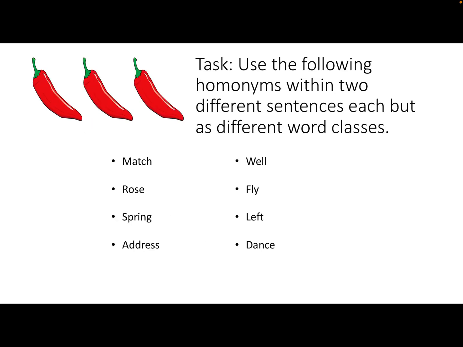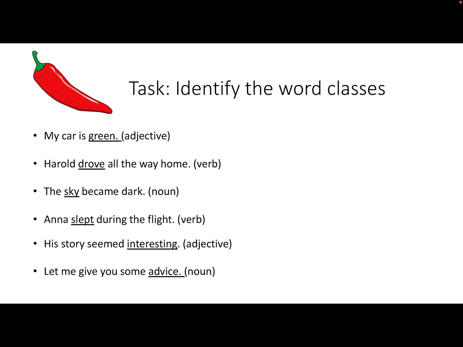So, here are some answers. My car is green is an adjective. We're describing the car. Drove is a verb. It's the action. Noun is the sky, so it's the thing. Anna slept is a verb. The story seemed interesting. That's an adjective. We're describing the noun, which is the story. Let me give you some advice.